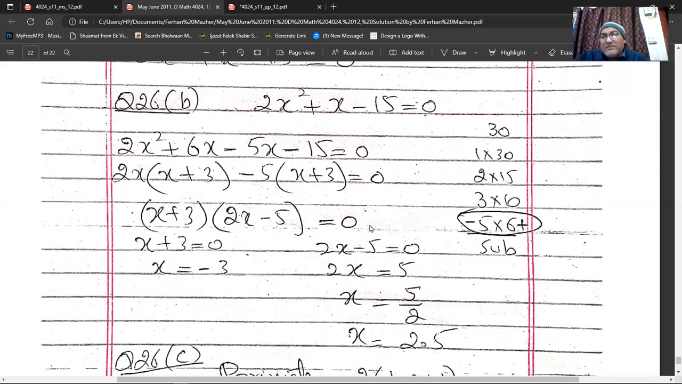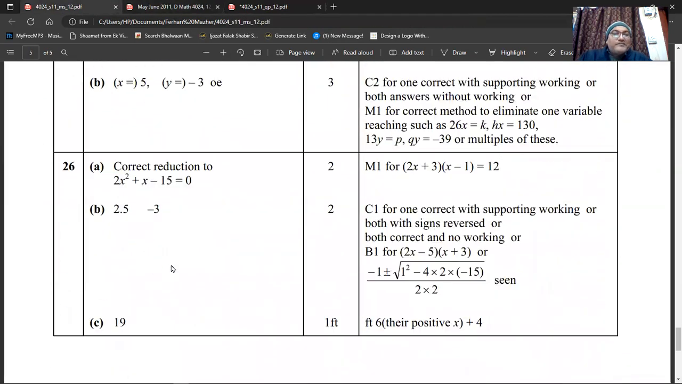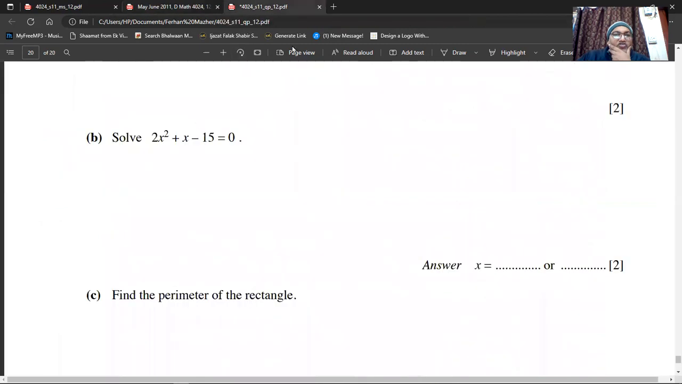These two brackets are multiplying with each other, and the answer is 0. So the first bracket I will make 0: x plus 3 equals 0, so x equals minus 3. 2x minus 5 equals 0, so 2x equals 5, so x equals 5 by 2, which is 2.5. So there are two values of x. One is minus 3. The other one is 2.5. So our answers are right. The solution is showing up on your screen.